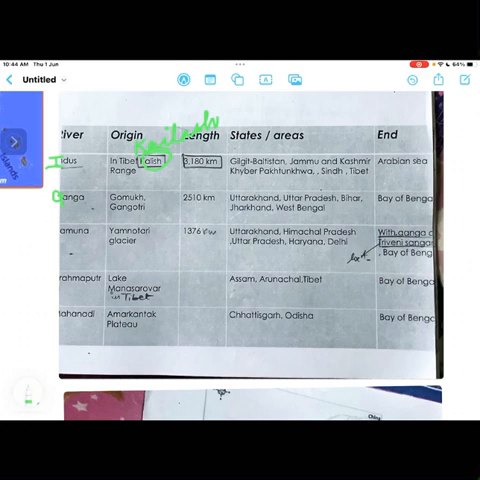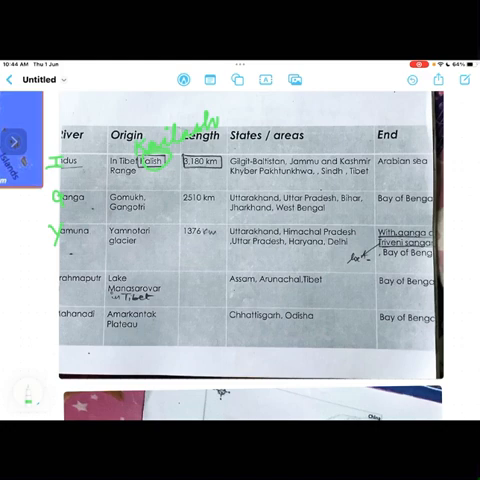Then coming to the Yamuna River, which originates from the Yamunotri Glacier, its length is 1376 kilometers, and the areas that it crosses are Uttarakhand, Himachal Pradesh, Uttar Pradesh, Haryana, and Delhi. Your Ganga, your Yamuna, and the mythical Saraswati, these three rivers form the Triveni Sangam. It's a meeting point for all three rivers, and then they end up in the Bay of Bengal.